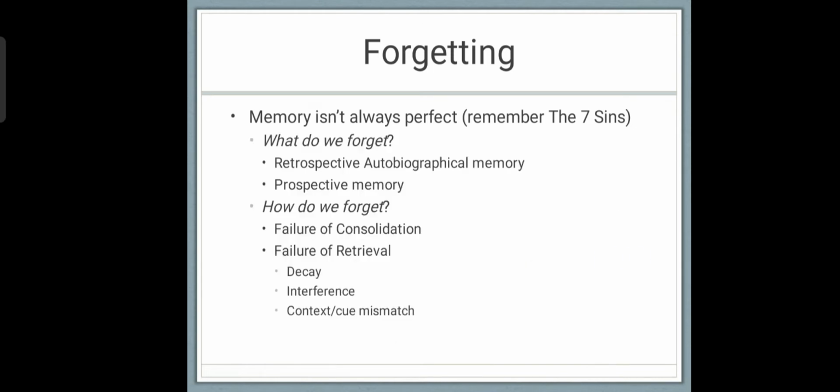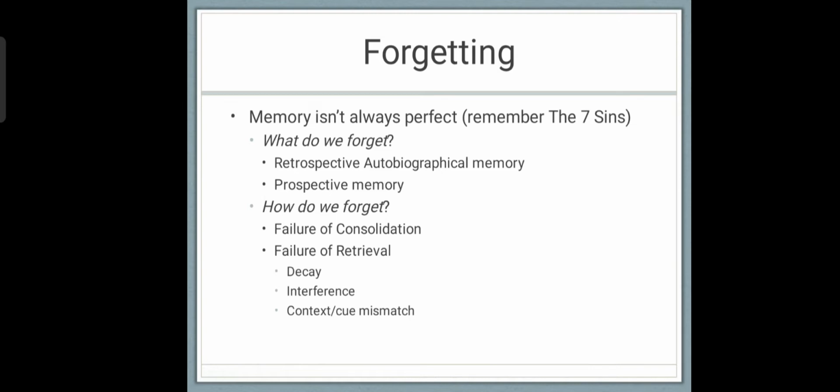Okay. Now here you will see memory is not always perfect, and what do we forget? The retrospective memory, autobiographical memory, the prospective memory. And why do we forget? Because of the failure of consolidation and failure of retrieval.